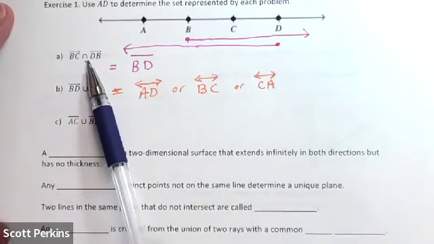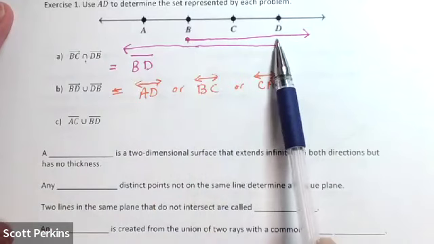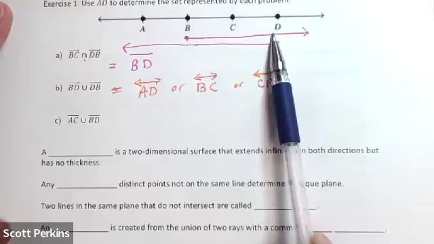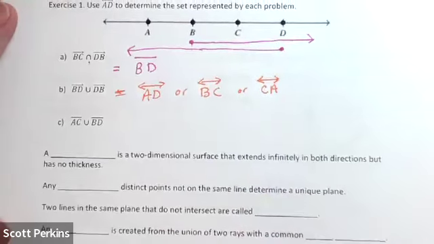When we intersected, when we asked what do they have in common, well, they definitely have in common these two places where they overlap. There's a starting point, there's a stopping point. That's why the answer was a line segment. Okay, great question.